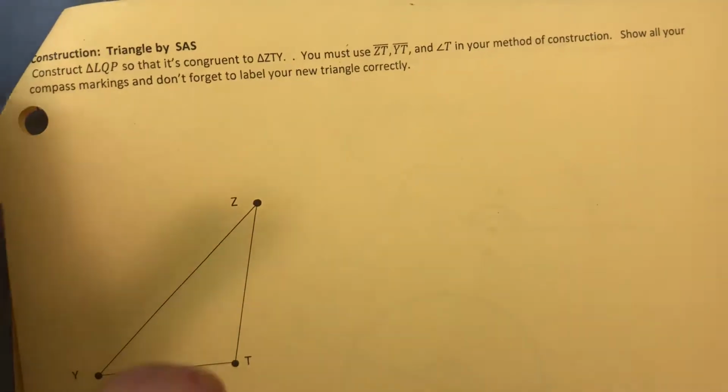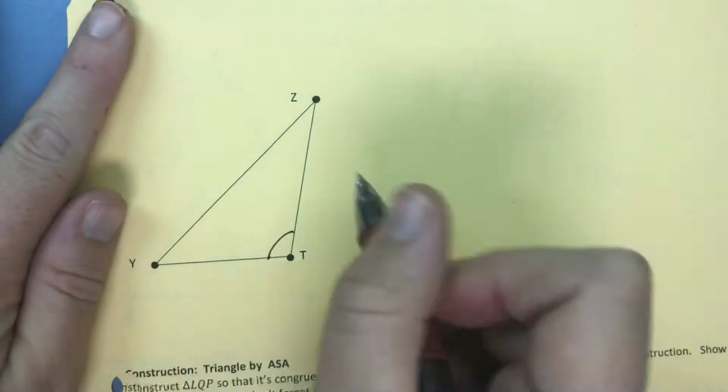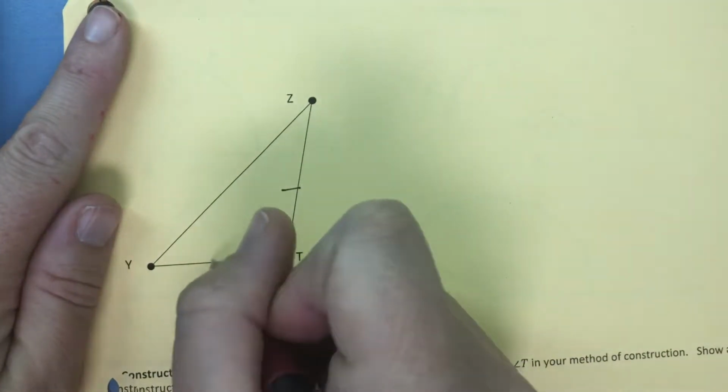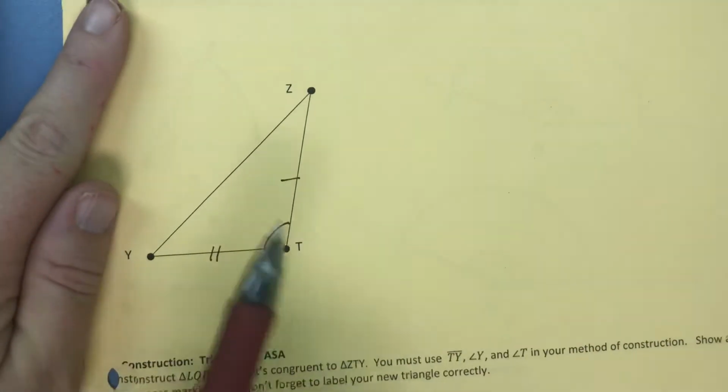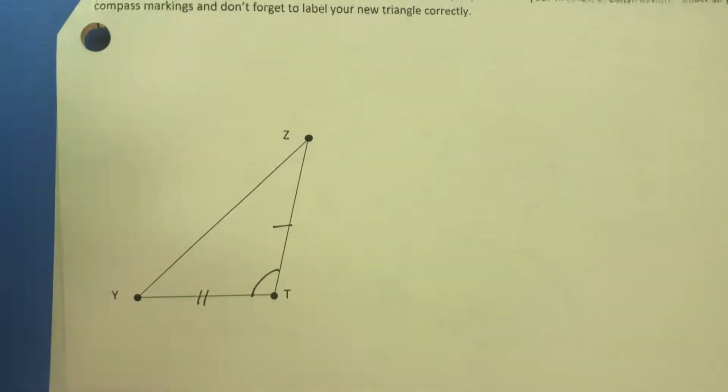All right, our next triangle is side angle side. Again, the way we know that is the information we're given. We're given two sides and an angle, and if I look on my triangle, angle T, side ZT, and side YT. So when I copy those over, I'm gonna copy them in the side angle side pattern.